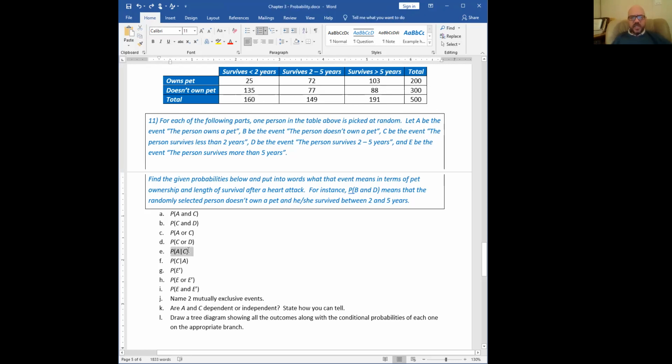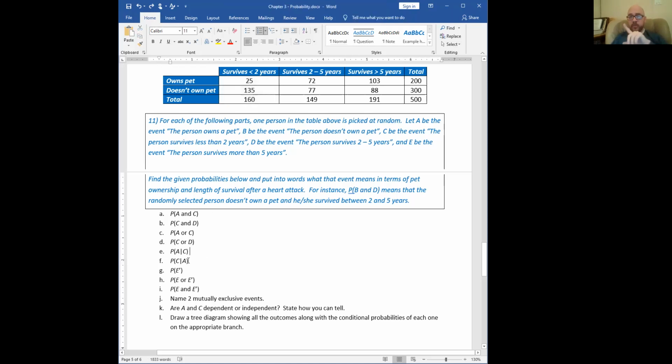Probability of A given C. So now we're going to start by given C. So we're only looking at this column, right? Because that's C. So within that column, what is the probability of A? Well, it's 25 out of 160. We're not out of 500 anymore because we're restricting our sample space to just C, which has 160 people in it. So it's 25 out of 160.